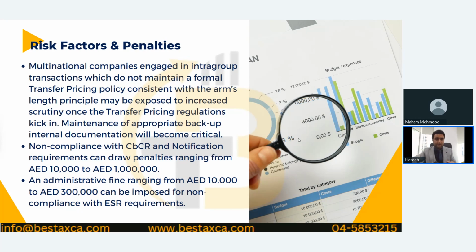Otherwise, it could be subject to different penalties ranging from 10,000, and these are some of the penalties that you can see on the screen. So it is very vital for any company falling under the scope of transfer pricing to maintain proper documentation, and the rules related to transfer pricing must also be followed very carefully and extensively.